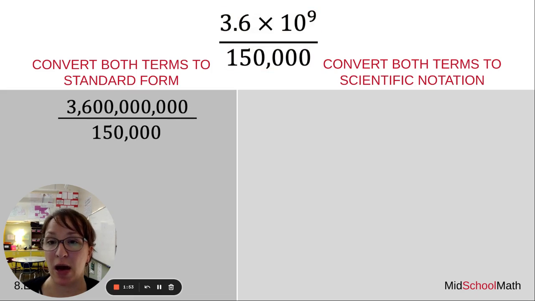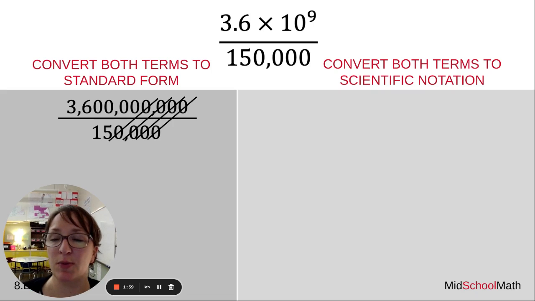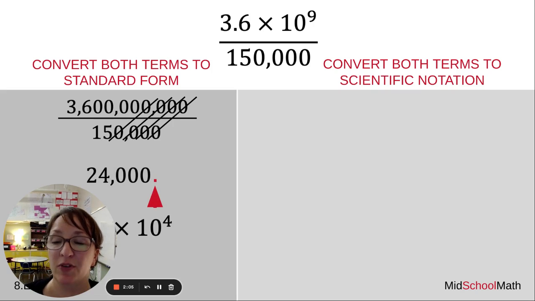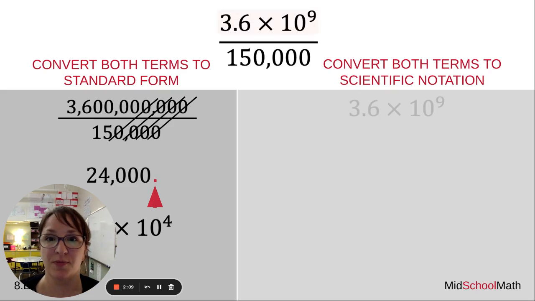I can use my powers of 10 to cancel out matching zeros on the numerator and denominator, which gives me a smaller number to put into my calculator. Then I'm going to go ahead and convert that into scientific notation, moving my decimal place 4 points to be 2.4 times 10 to the 4th.